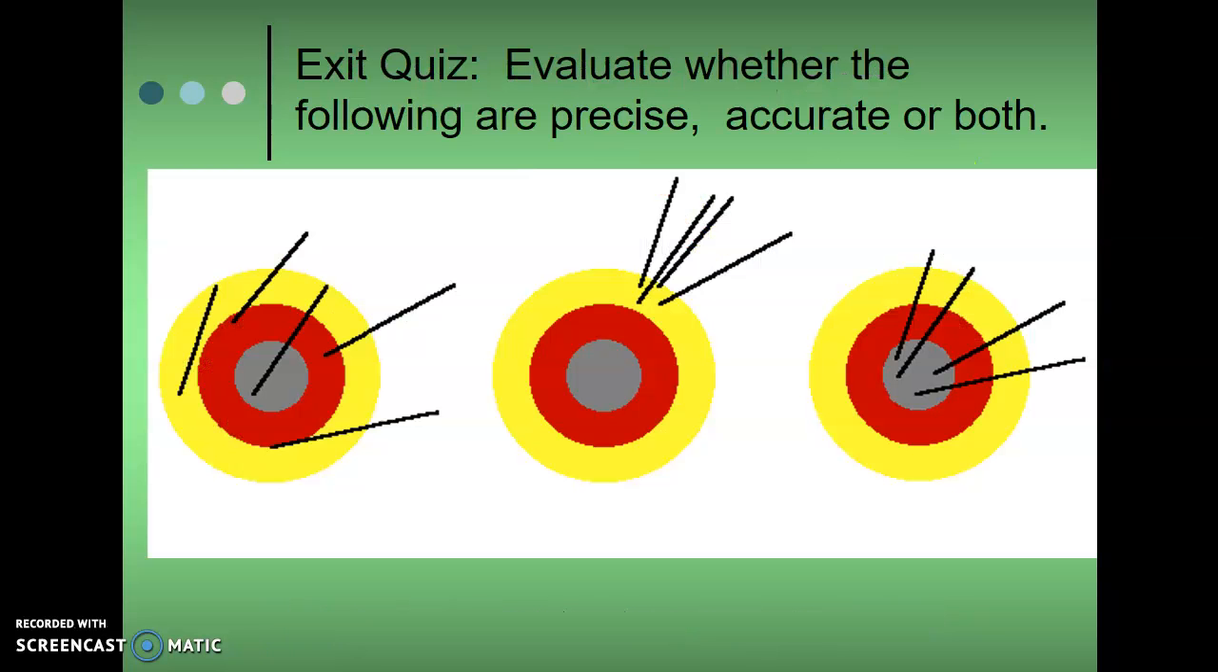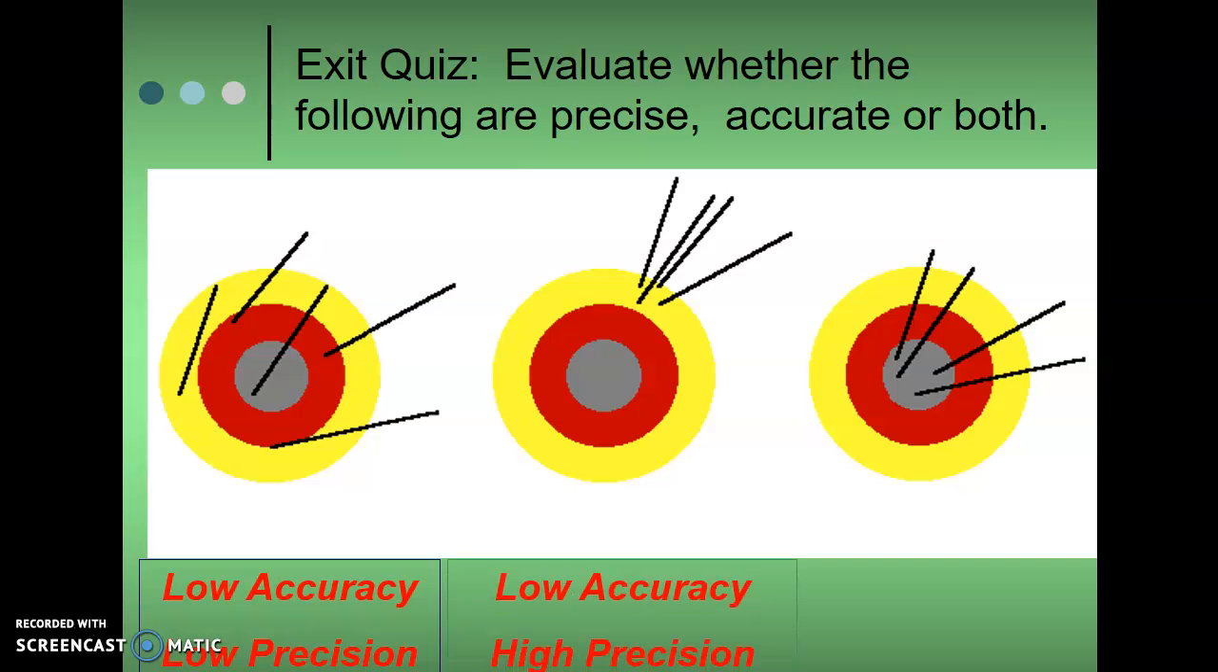If we were given these 3 targets and you had to figure out if it is accurate, precise, or both, what would you answer for each of these? On the left, we have 5 arrows and they are all over the place. This one would have low accuracy and low precision. In the middle, we have 4 arrows and they are generally close to each other at the top of our target. This one would be a low accuracy as it's not close to the middle, and a high precision. On the right hand side, we have 4 arrows. They are generally close together and in the middle, so this is going to be a high accuracy, high precision target.